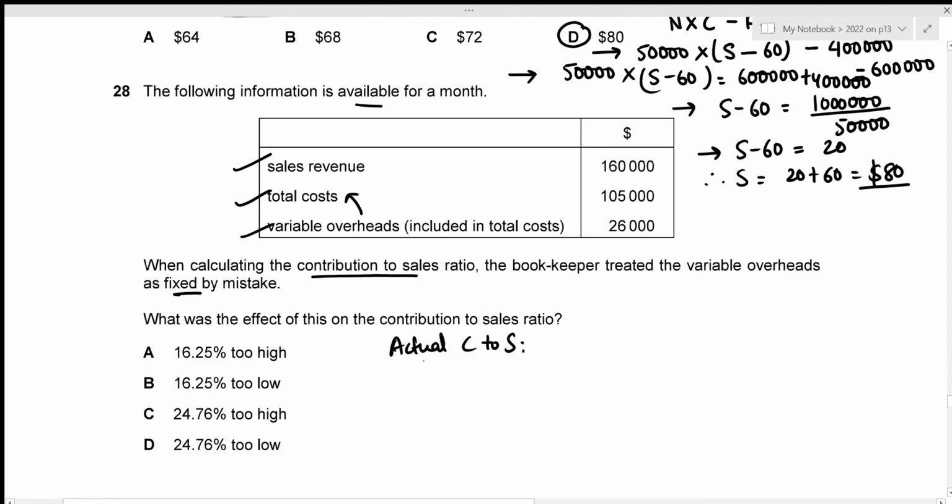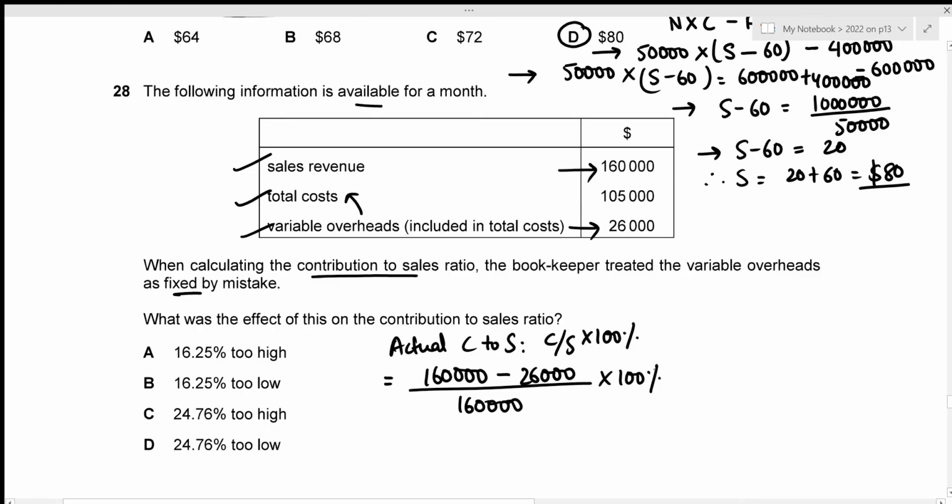Let's figure out the actual contribution to sales ratio. And the formula is just contribution by sales times 100%, right? And contribution is the difference between sales revenue and variable cost. In this case, our sales revenue is 160,000 minus the variable cost of 26,000 divided by the sales revenue of 160,000 times 100%. So this gives the actual contribution to sales ratio to have the value of 83.75%.